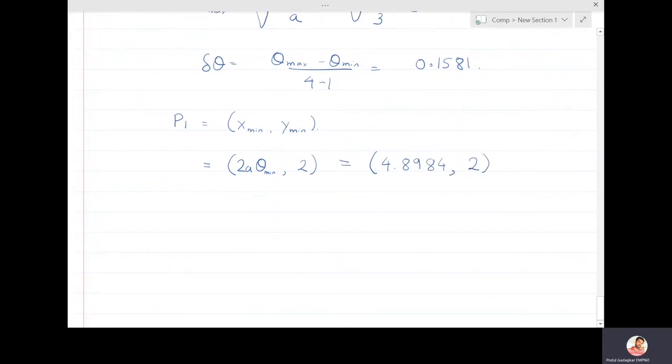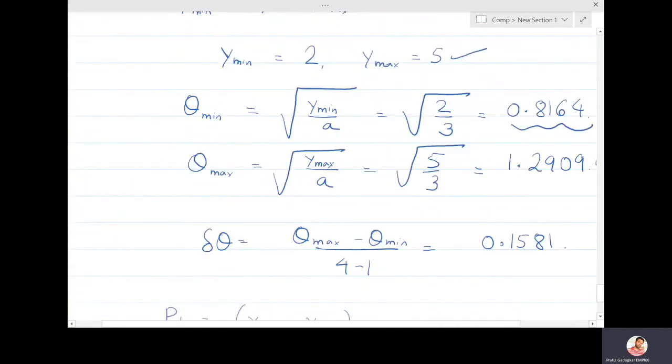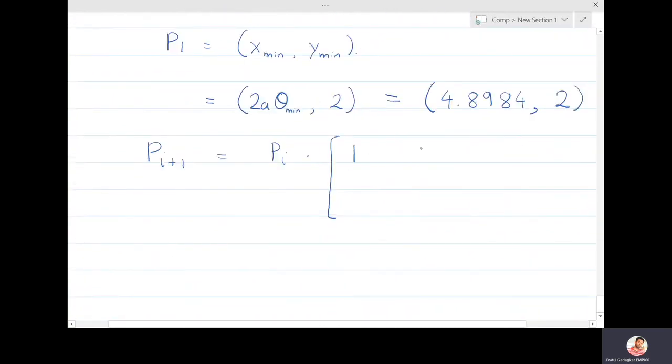Now let us write the matrix which is going to help us to give other points. The formula is P(i+1) is equal to P(i) into the matrix [1, delta θ, 0; 0, 1, 0; 2a delta θ, a delta θ², 1].